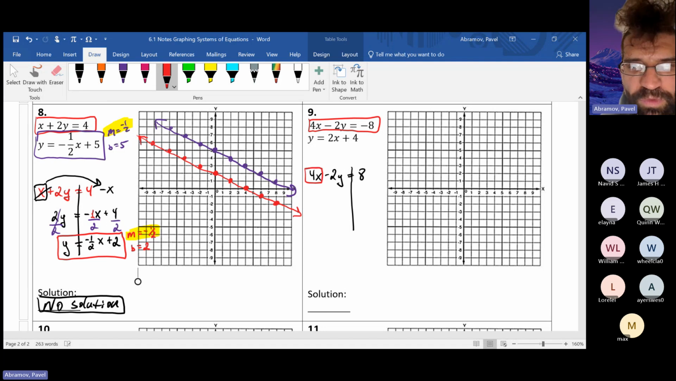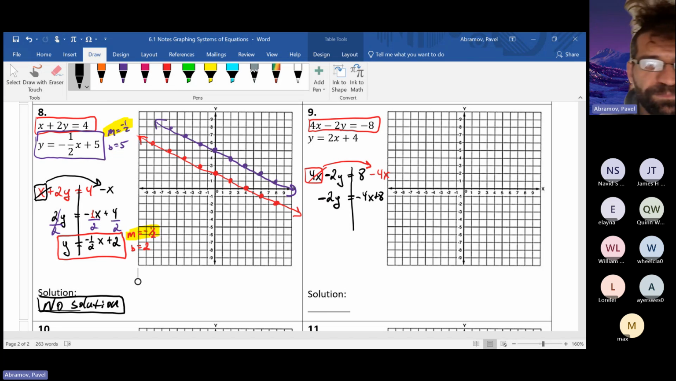As always, we have to solve this equation for y. So we're moving 4x to the right, and we do so by subtracting 4x. Don't forget about this negative in front of the 2. Keep in mind it's still there. So we have negative 2y equals negative 4x plus 8. Remember, we always put the x term first. Then we divide both sides by negative 2. And therefore, we end up with y equals negative divided by negative makes it positive, so it becomes positive 2x. And then 8 divided by negative 2 is negative 4.